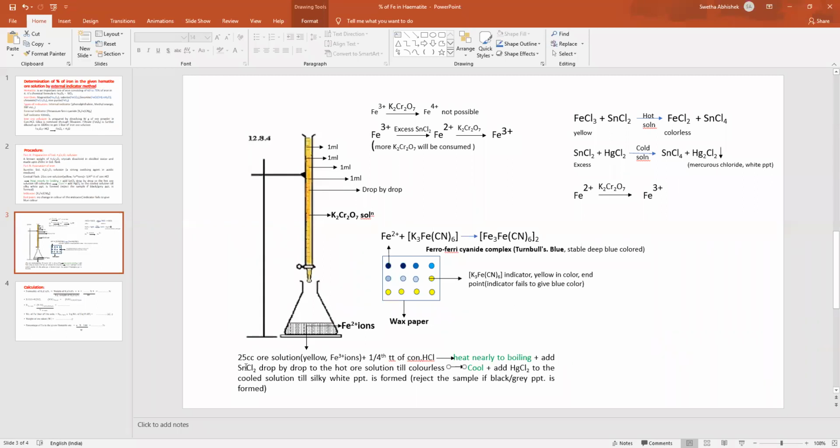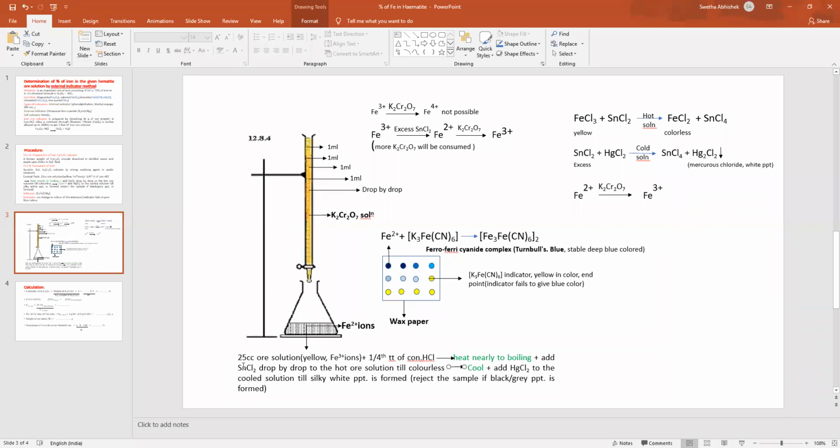adding a reagent, stannous chloride, SnCl2, which should be added carefully drop by drop to the hot solution. So to the ore solution along with HCl, after the reaction mixture is heated, you should add stannous chloride drop by drop carefully until the color changes to colorless. Your ore solution is yellow in color, but after adding stannous chloride the solution should become colorless. Stannous chloride should be added drop by drop carefully to the hot solution till the color changes to colorless.